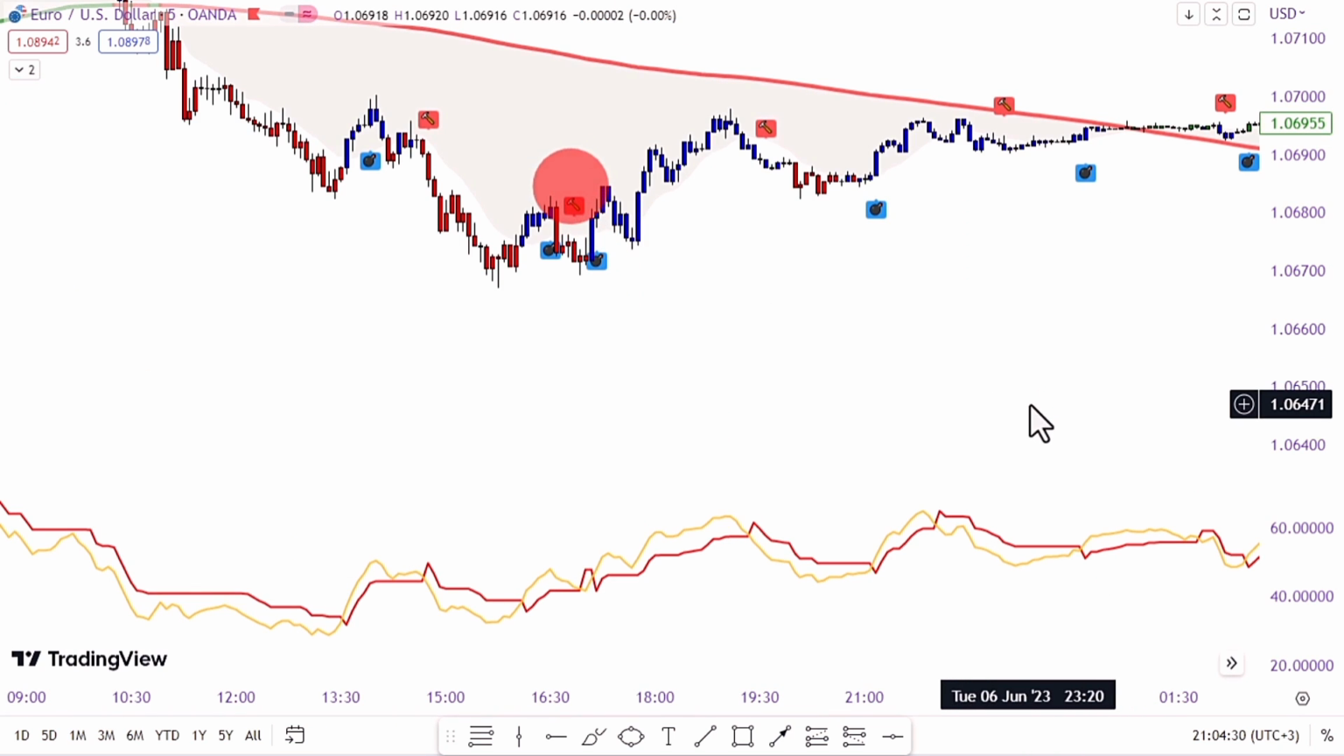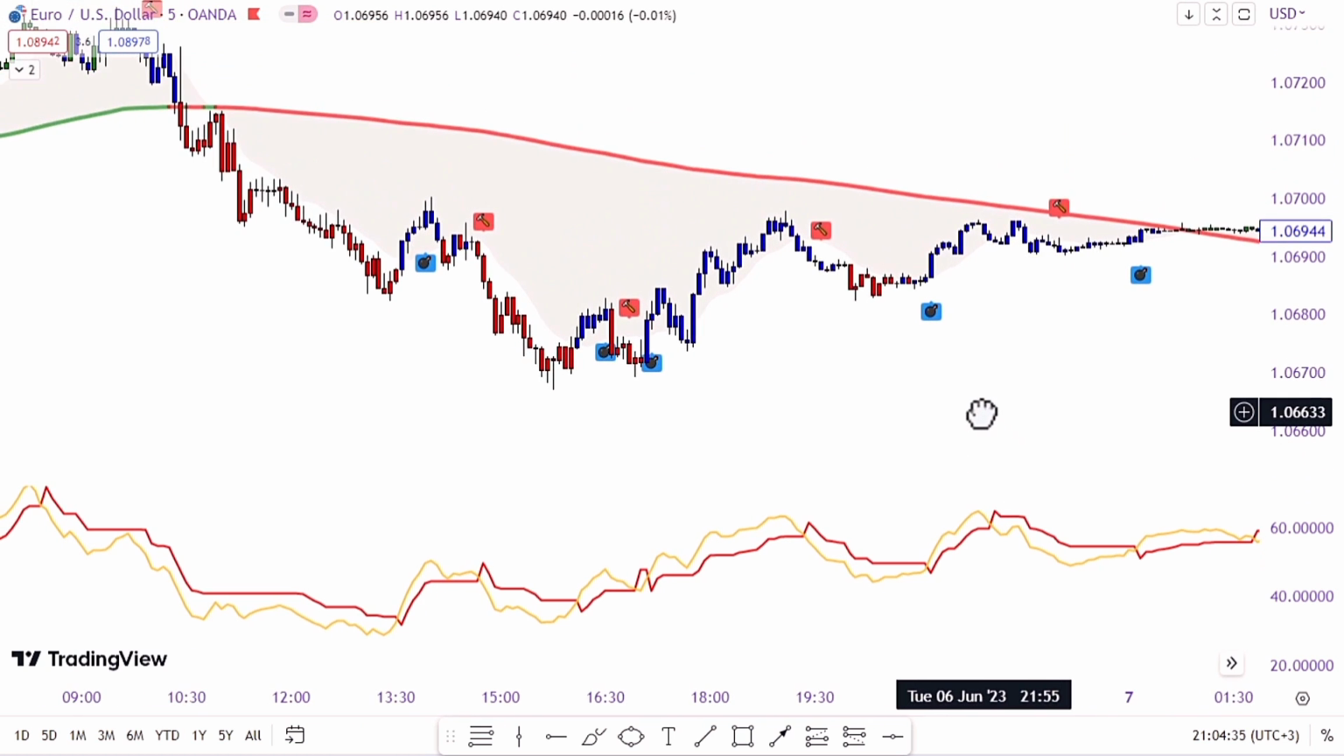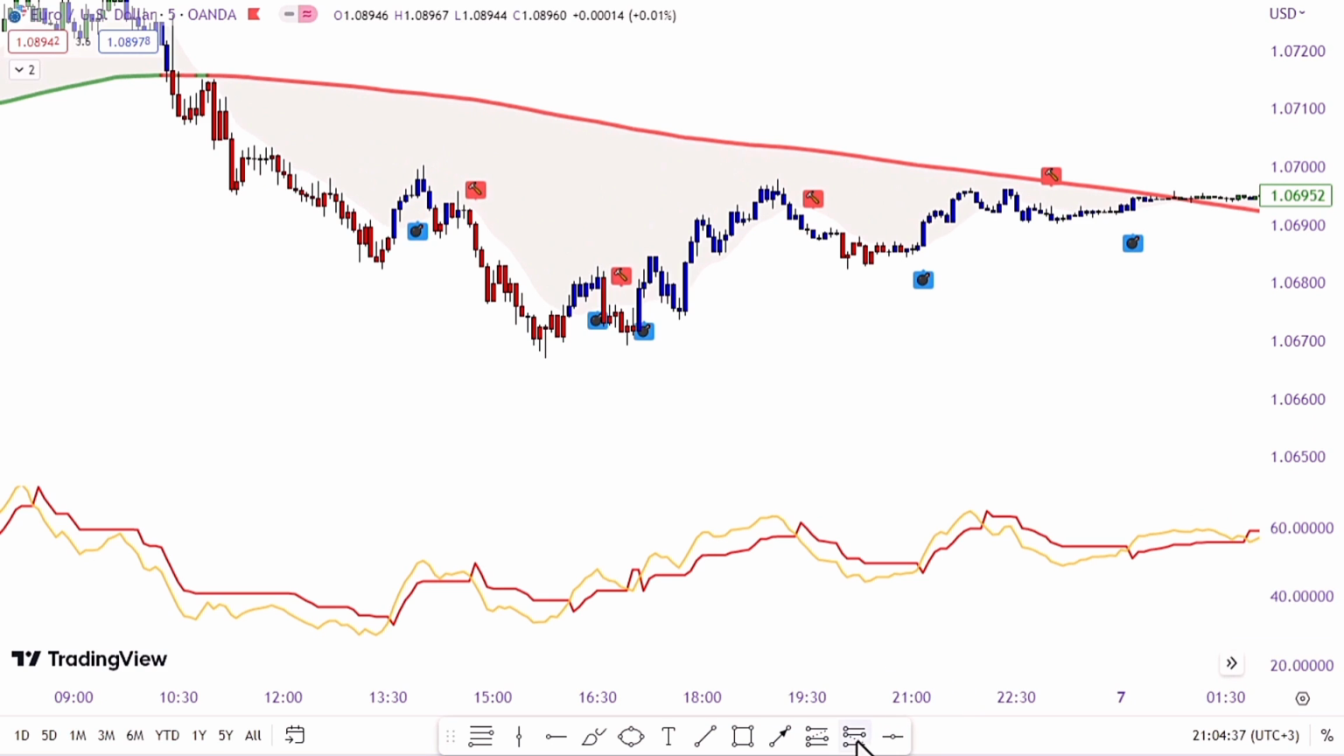Here we had another sell entry that appeared right at the bottom of the trend. Definitely a bad price to sell at. And the QQE is telling us exactly that.